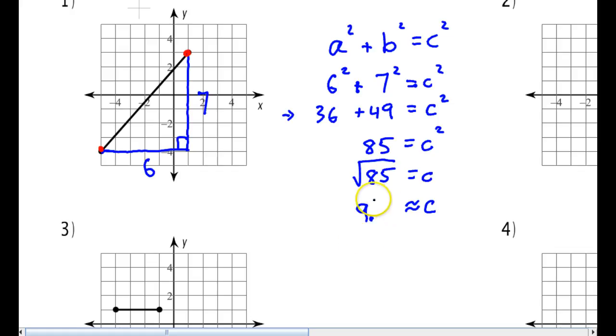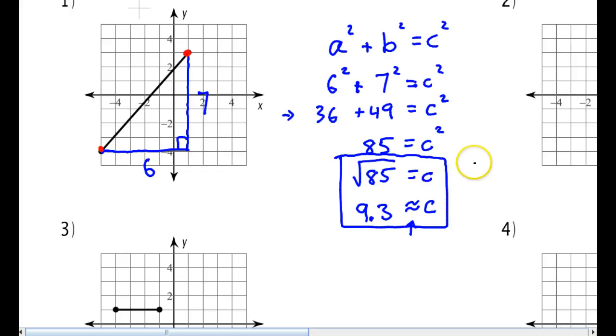And you might be wrong with the tenths digit. You might say 1, 2, or 3, but that's what this symbol means. It's approximately. It's close. So if you say 9.2 or 9.3, it's approximate. They're both approximately equal to c. So for all of your problems, or most of them, you will have both of these.